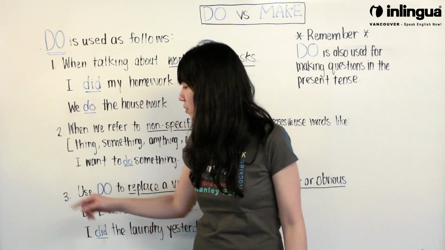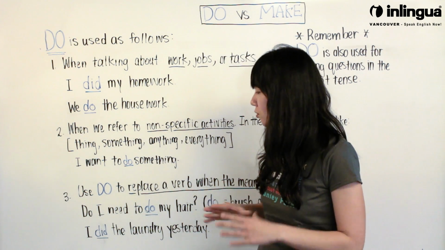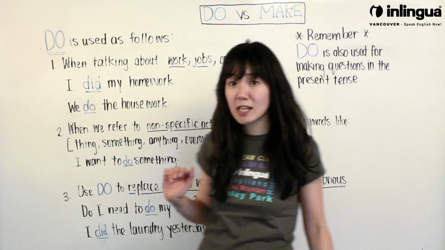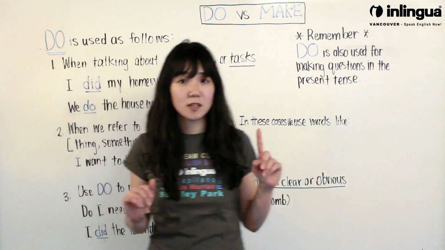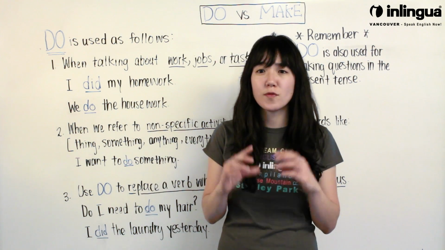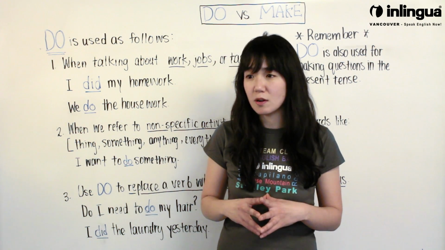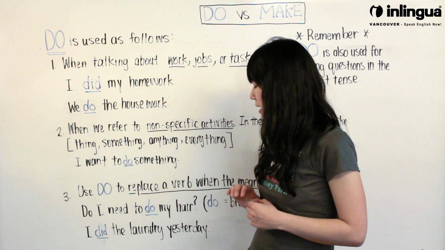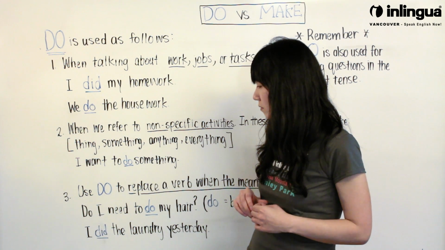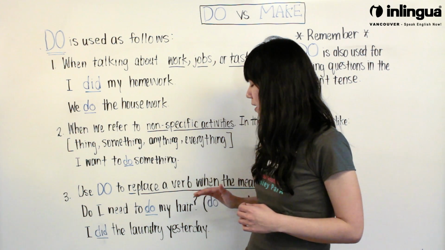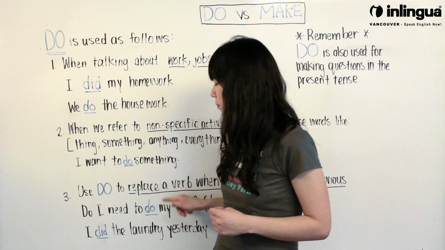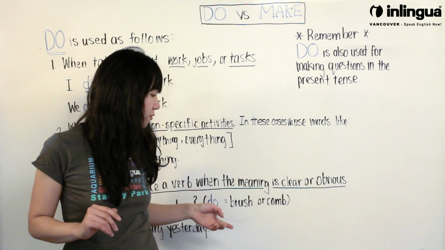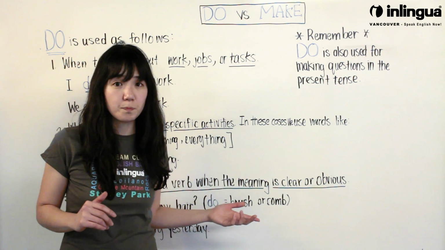Okay, so let's look at number 3. We use do here to replace a verb when the meaning is clear or obvious. So you can replace the verb when the meaning is clear or obvious. For example, do I need to do my hair? What verb is being replaced with do? Hair, so the verbs that are being replaced are brush or comb.